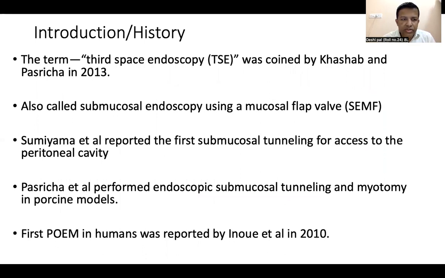A little bit about the history. The term third space endoscopy was coined by Kalloo and Pasricha in 2013, also called submucosal endoscopy using a mucosal flap valve. Sumiyama et al. reported the first submucosal tunneling for access to the peritoneal cavity, and Pasricha et al. performed endoscopic submucosal tunneling and myotomy in porcine models, and the first POEM in humans was reported by Inoue et al. in 2010.